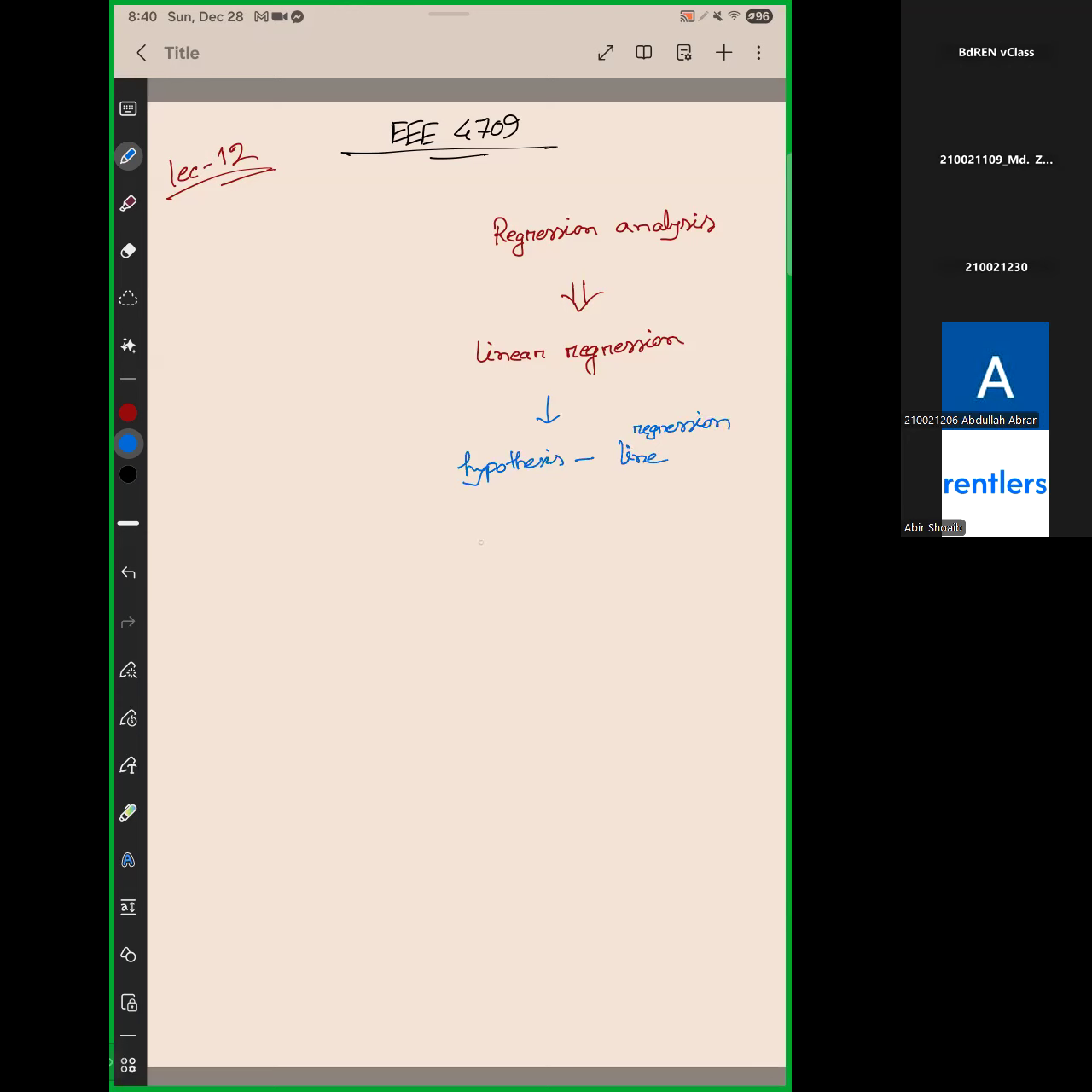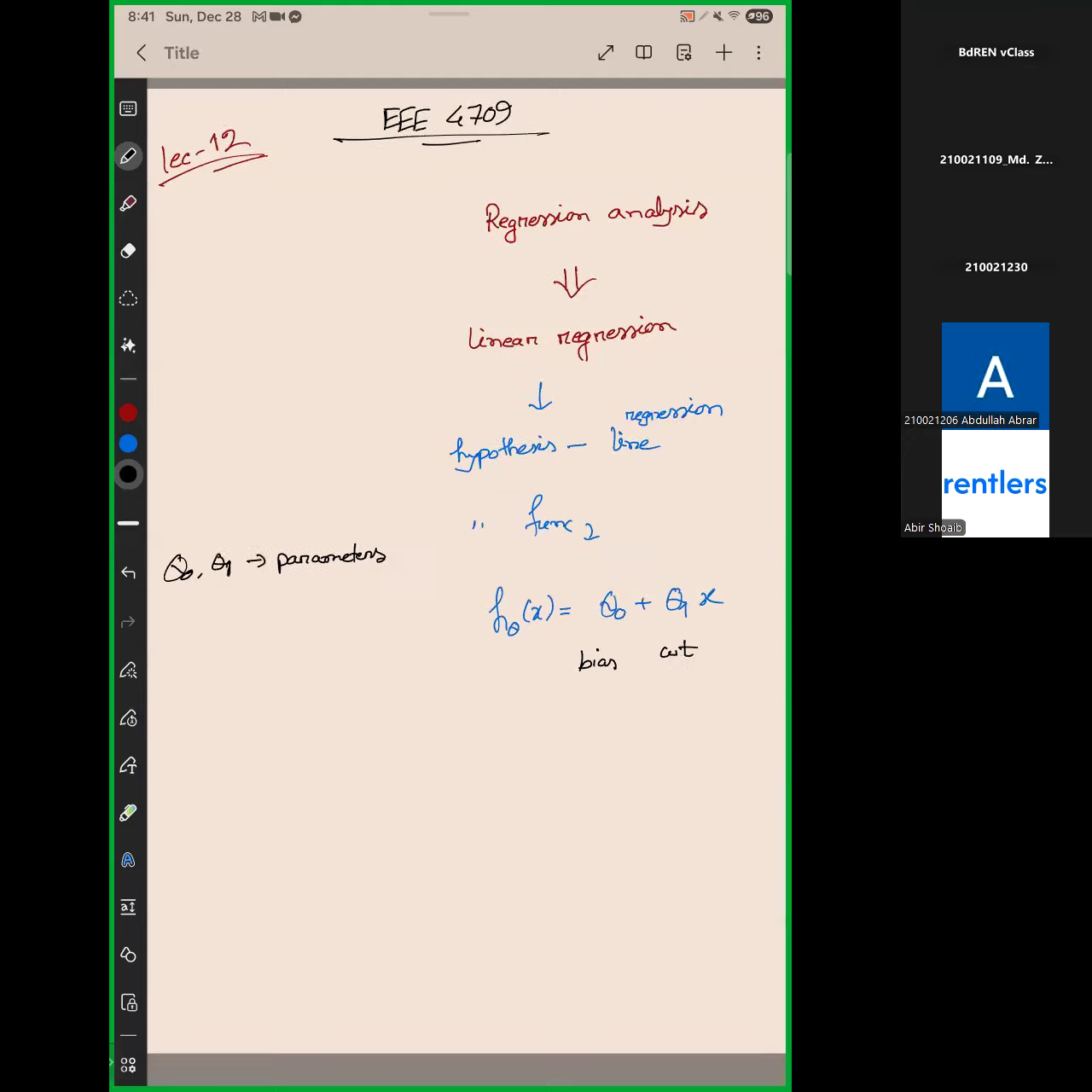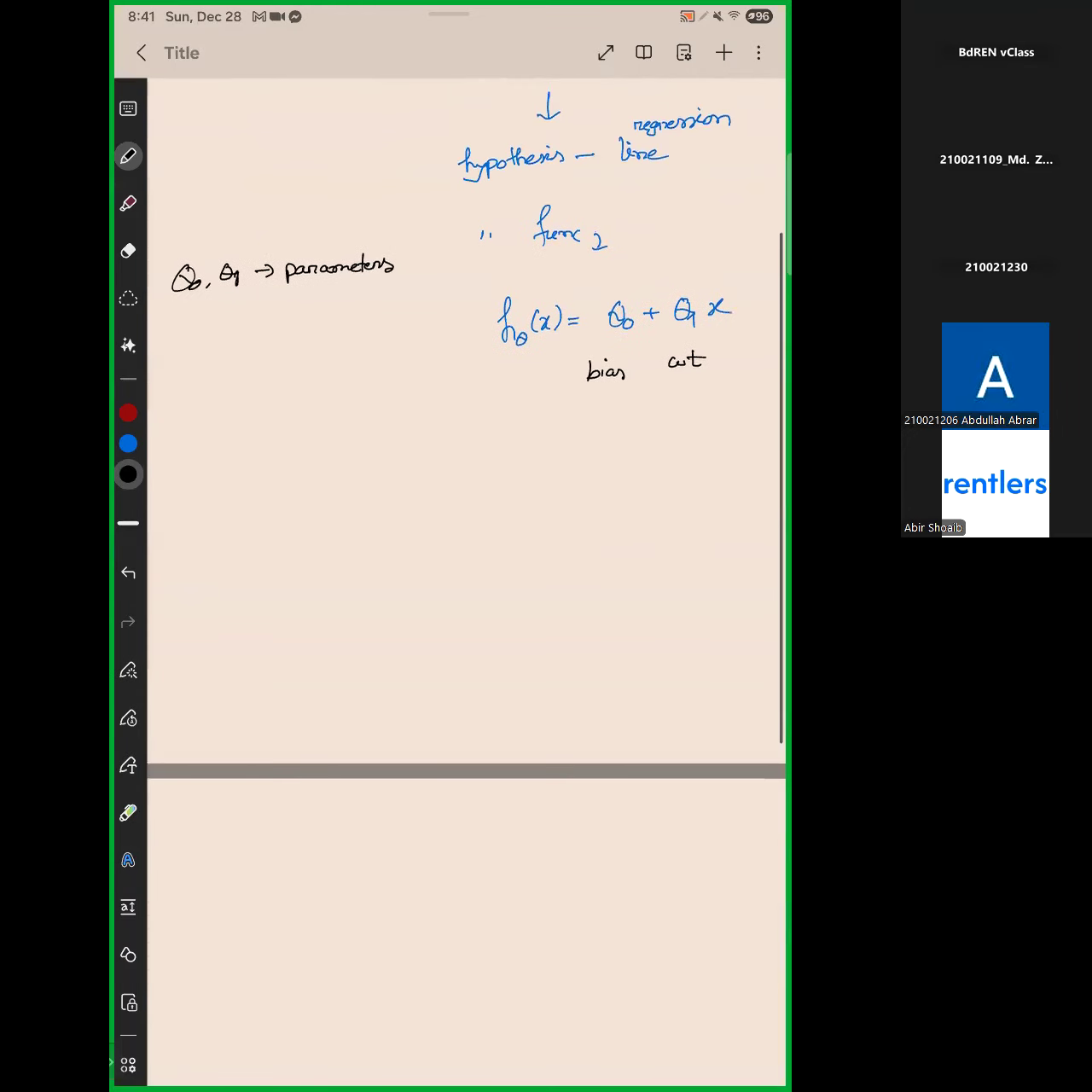And the hypothesis function looks something like this. H theta of x equals theta naught plus theta 1 into x, where theta 0 was called the bias term and theta 1 the weight term. These two are the parameters of the model, so these two define the line that we are going to draw on the data.